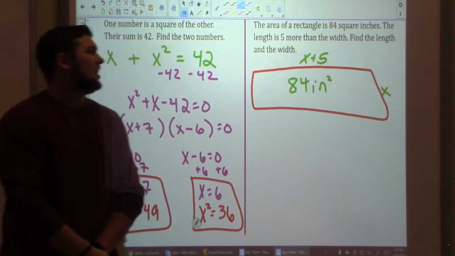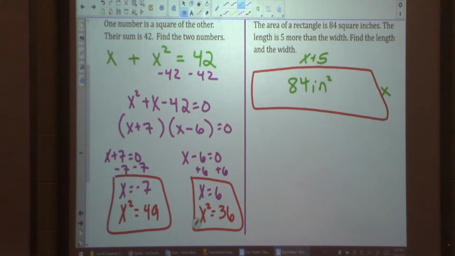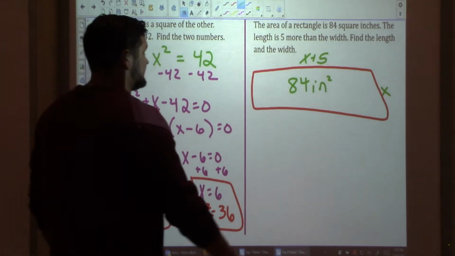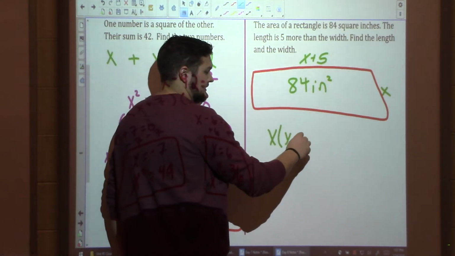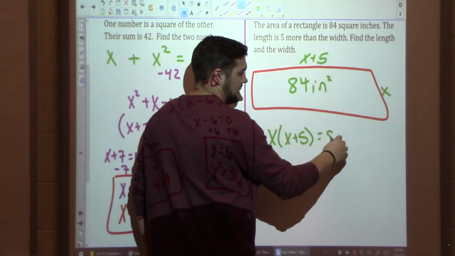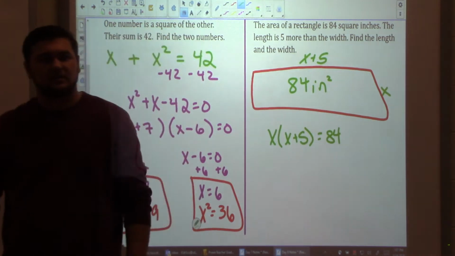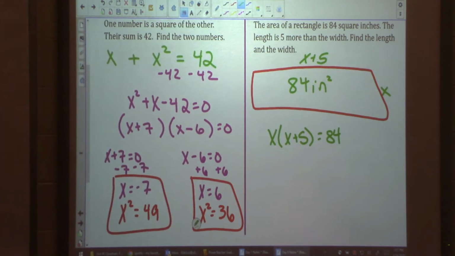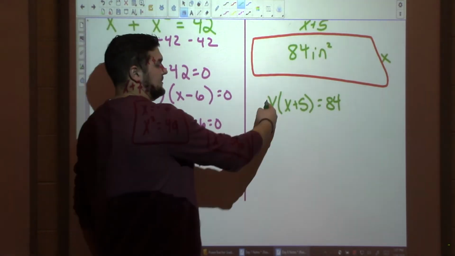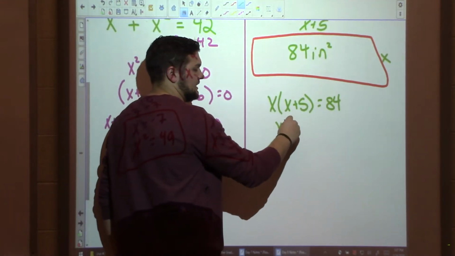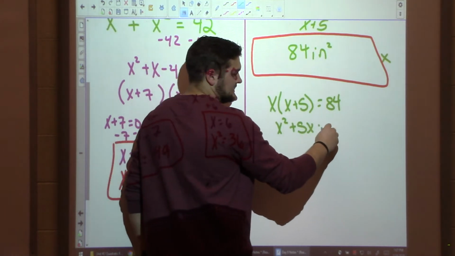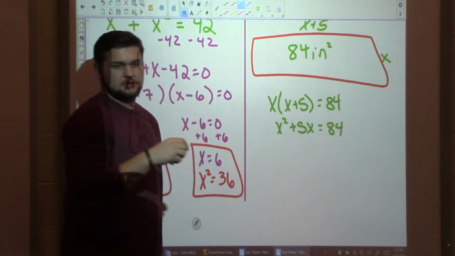Now, how am I going to solve for the length and the width though? X times x plus 5 equals 84. Perfect, right? We know the area of a rectangle is length times width. So I can do x times x plus 5, and it should give me the area they gave, which is 84. Right? My length times my width should give me my area. So, solve for x. I'm going to distribute x into here. X squared plus 5x equals 84.